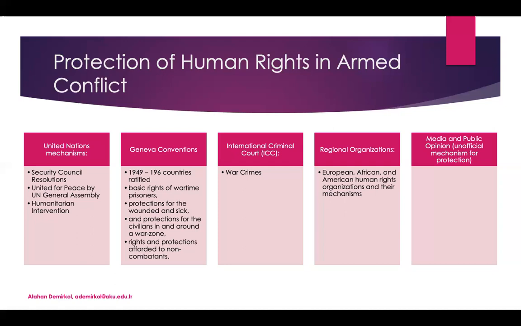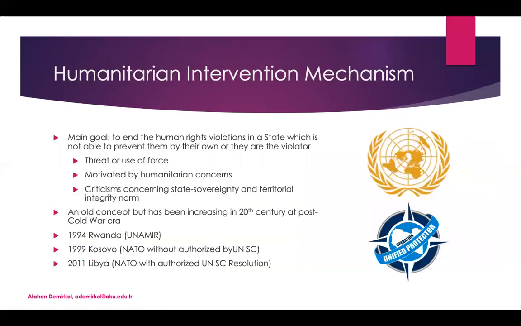I would like to make it a point right now. And for the humanitarian intervention mechanism, that's one of the important mechanisms for protection of human rights, I think. The main goal of humanitarian intervention is to end the human rights violations in a state which is not able to prevent them on its own, or which is the violator. So let's think about that. There's a country, and in that country there's a civil war, and the government is not able to fight against the rebellions or the terrorist groups that are violating human rights. There might be humanitarian intervention then.